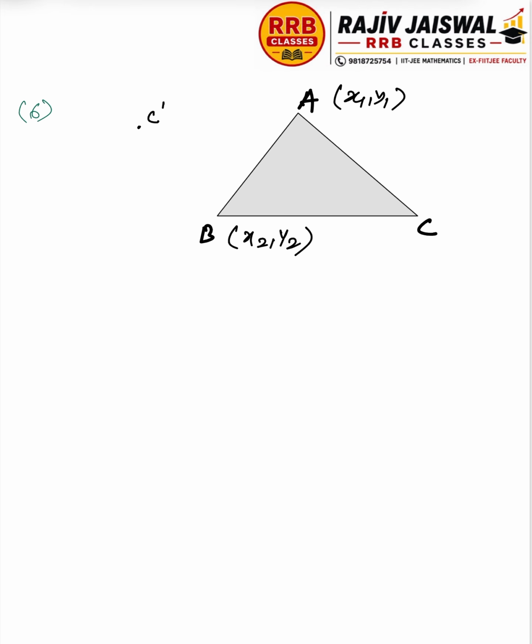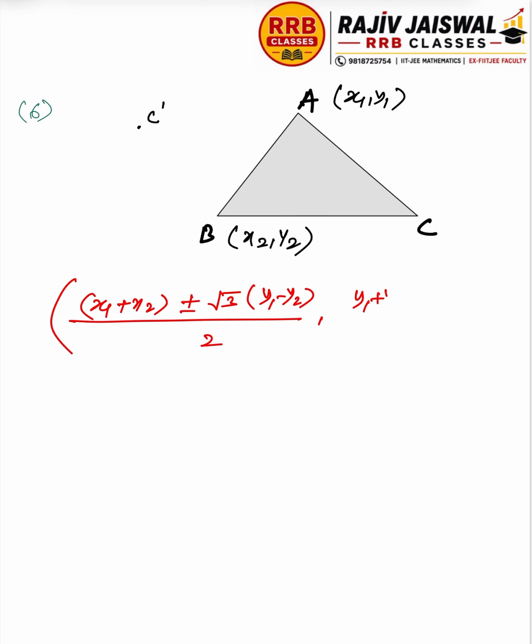So the coordinate of the third vertex, we can write: sum of abscissa plus minus root 3 times difference of ordinate upon 2, comma sum of ordinate minus plus root 3 times difference of abscissa upon 2. So if any 2 vertices of an equilateral triangle are known, we can find the third vertex. You need to choose 2 combinations, first plus, then minus and then plus. So you can see that it is almost the same formula as we used in the right angle isosceles triangle.